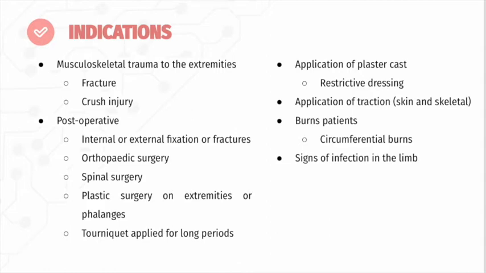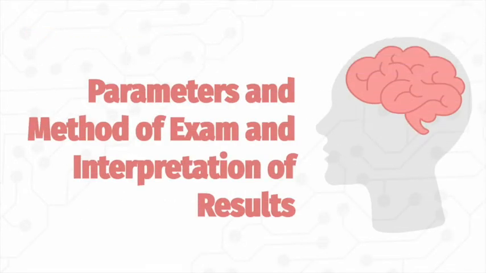Signs of infection in the limb. A close assessment is to be done to prevent the spread of the infection and complications related to sensory and motor function of the limb, as well as its peripheral circulation. Parameters and method of exam and interpretation of results.